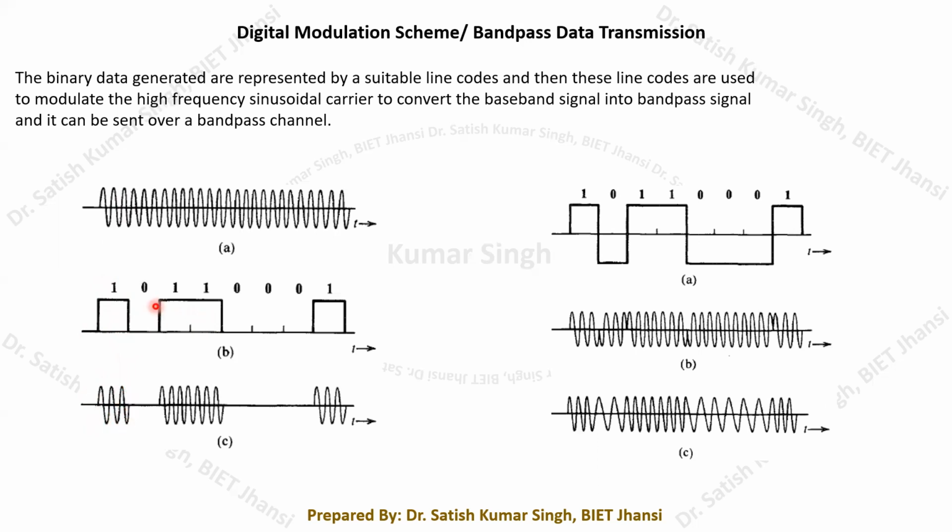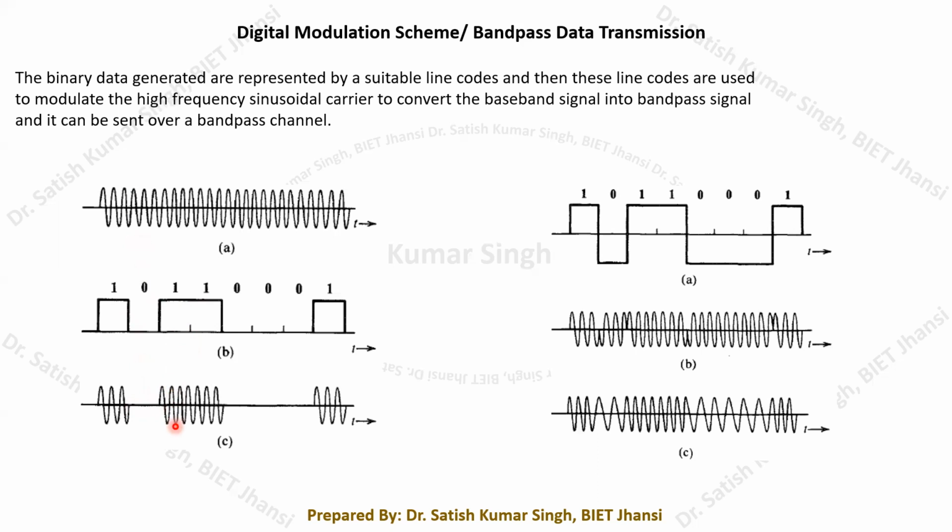Now, whenever the bit is zero, if we multiply zero with anything, that becomes zero. So again, for the next duration of TB, the absence of the sinusoidal carrier will take place. Similarly, wherever it is one, based on the digital data, we are going to get a certain carrier.